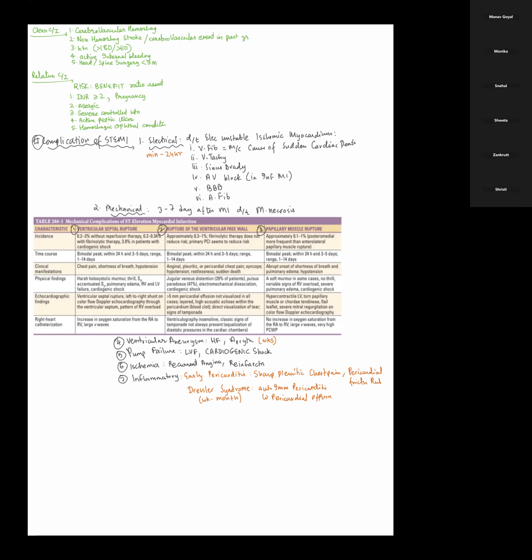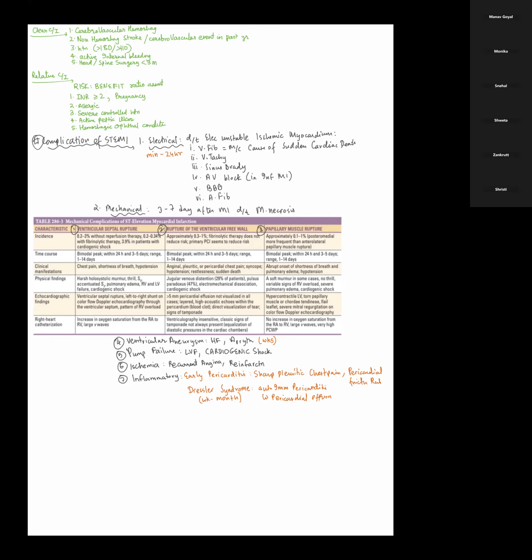Next is the papillary muscle rupture. It also manifests as abrupt onset of shortness of breath, pulmonary edema, or hypotension. On findings, we find a soft murmur in some cases, and there are no thrills. Variable signs of RV overload and severe pulmonary edema and cardiogenic shock may be present, as she mentioned.